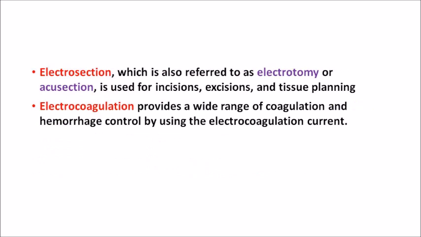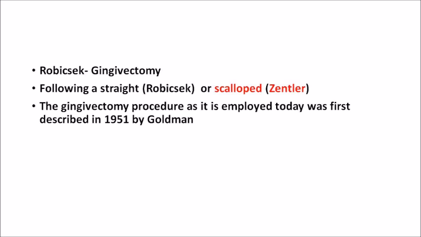Now difference between two terms, electrosection and electrocoagulation. Electrosection is also known as electrotomy or accusection. It is used for sectioning. From the term it is clear. So it is for incisions, excisions and tissue planing. What is electrocoagulation? Again, it is clear from the term, it is coagulating. So it provides coagulation and hemorrhage control by using a coagulation current. Clear? Going a bit into history, because author names have also been asked as MCQs.